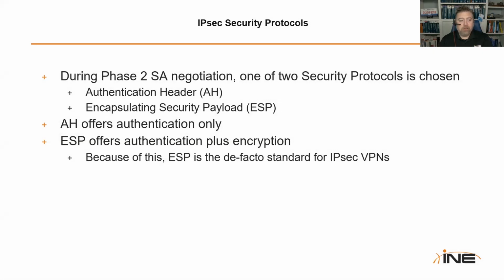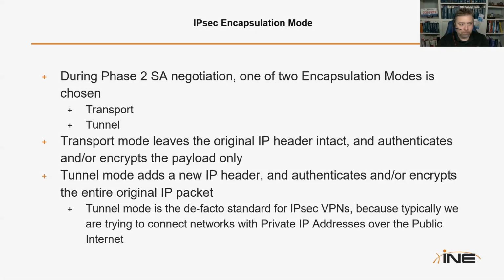Okay, now I mentioned the difference between authentication header and encapsulating security payload, between AH and ESP. Main difference is that AH supports authentication only, ESP supports authentication and encryption. So because of that, ESP is going to be our de facto standard for IPsec VPNs. We're not going to be using AH in our examples.